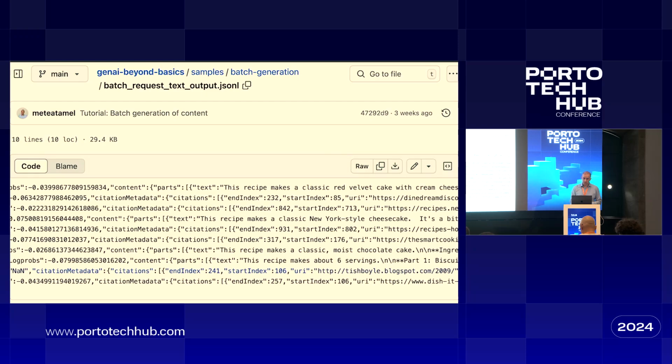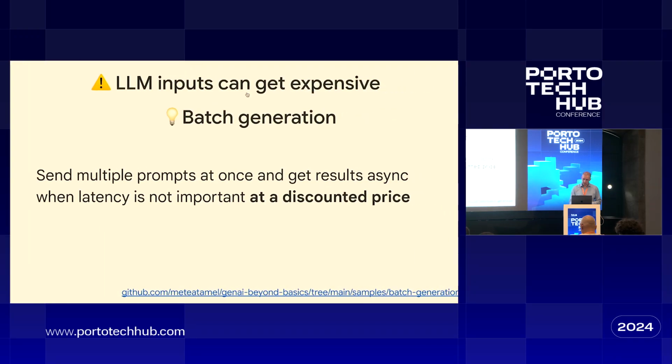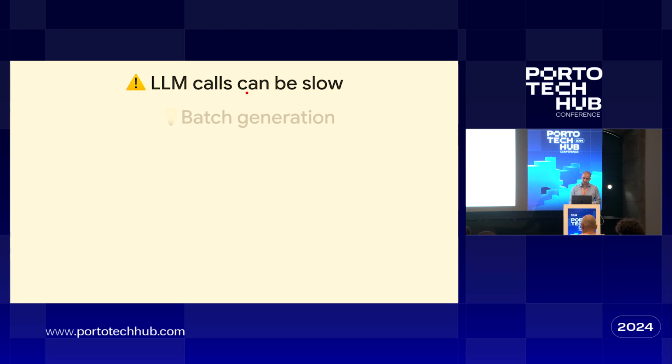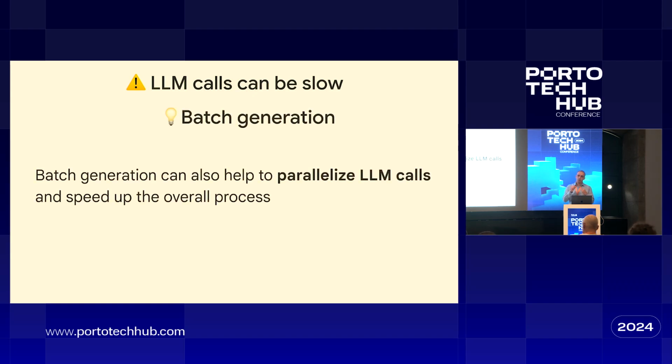So do this because it makes things 50% cheaper. But at the same time, it also helps with slow LLM calls. Because if you are doing one-by-one calls, every time you do a call, you need to wait for a response, then you need to do another call. Instead, you can use batch generation and parallelize all these calls. So it happens asynchronously, and for thousands of LLM calls, it can actually be faster to do it this way. So it's good for parallelization, but it's also good for discounts. So it's a good idea, I think.